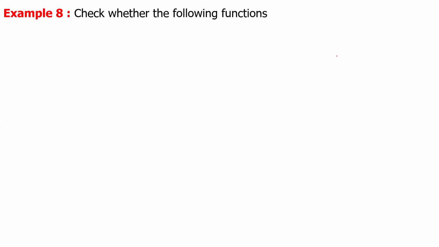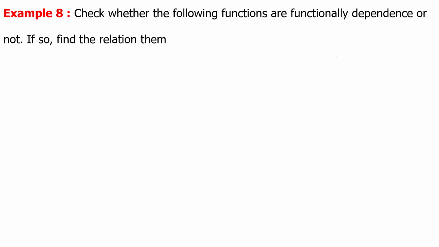In this example, we have to check whether the following functions are functionally dependent or not, and if so, find the relation among u and v, which are given by u is equal to (x plus y) upon (1 minus xy), and v is given by tan inverse of x plus tan inverse of y.